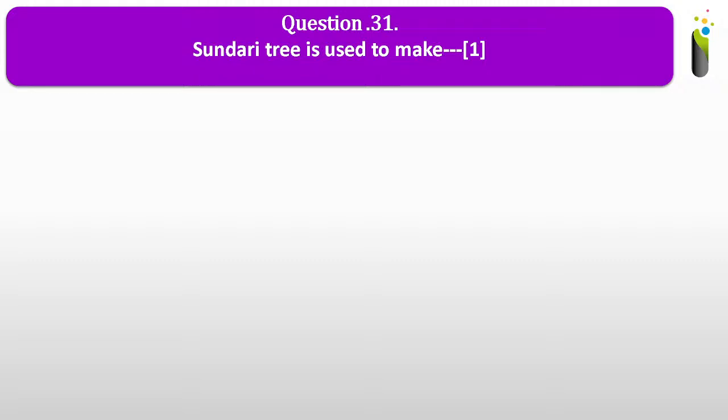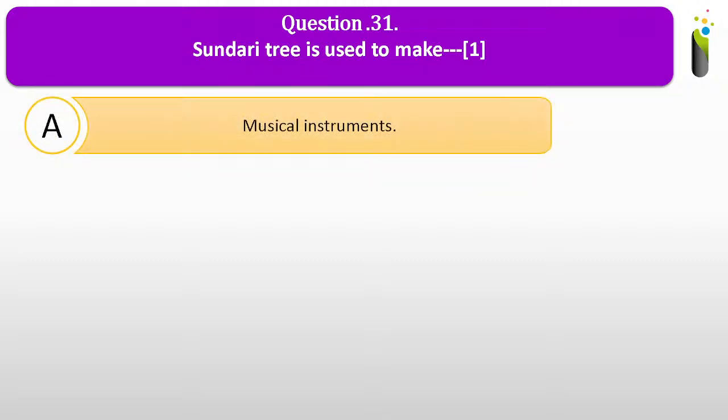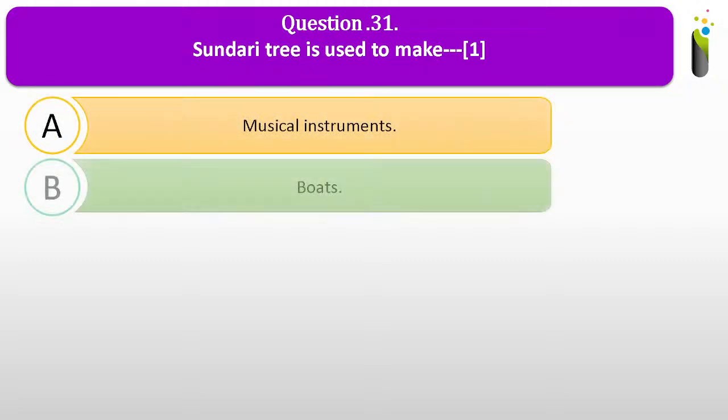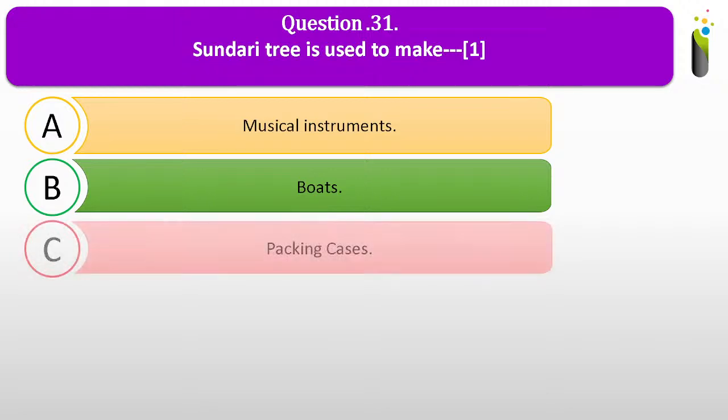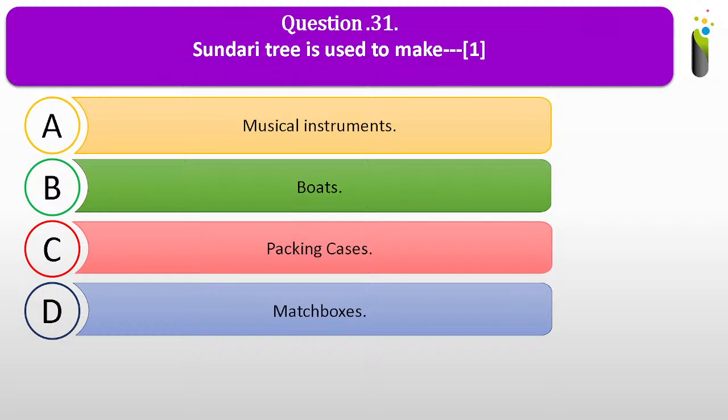So, Sundari tree is used to make dash. A. Musical instruments. B. Boats. C. Packing cases. D. Matchboxes.